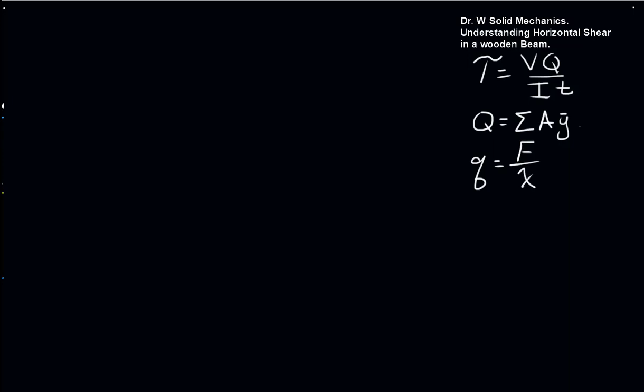In summary, we have a horizontal shear equation as VQ on IT. We've defined Q as the first moment, which is A times Y bar of the respective parts. And we have the shear force flow q as force per unit length, or VQ on I.